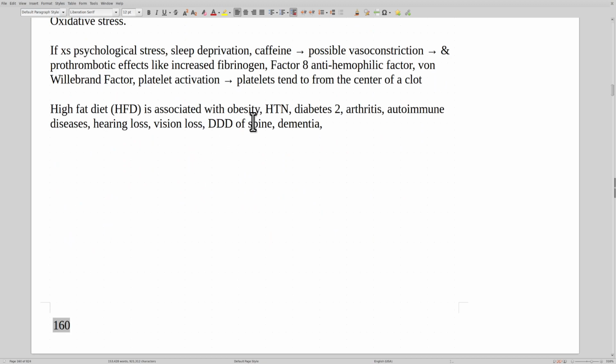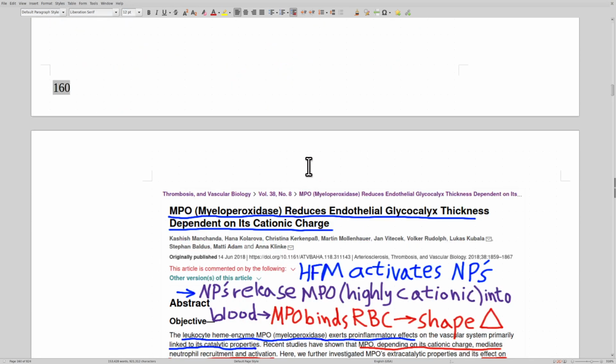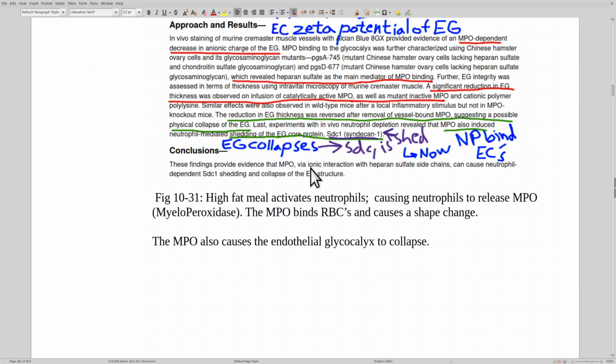High-fat diets are associated with obesity, hypertension, and diabetes. Everything bad.